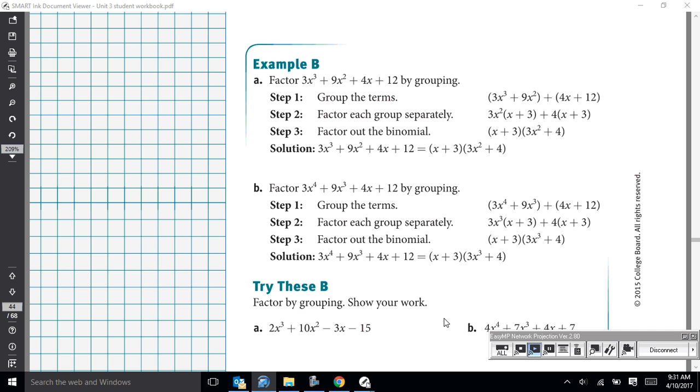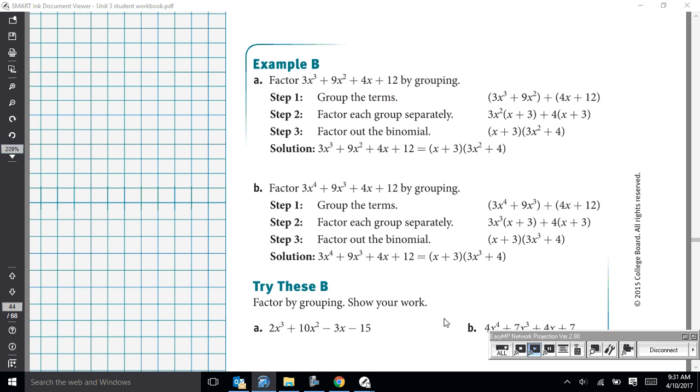This is a continuation of 7.1 algebraic methods. Let's look at example B, part A first, factoring by grouping. The first thing we're going to do is look at each of the terms. What do they all have in common? There's not anything that all four have in common, right? But what about these two?